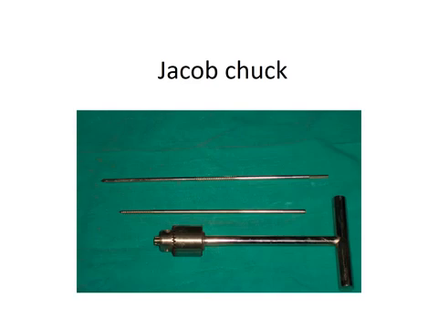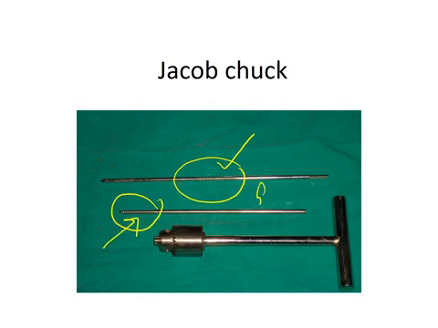Let's look at some important features of a classical external fixator. We have already done this, that this is a Denham pin. This has got thread. This is for traction. But if you have threads at the end, this is called a Schanz screw. And this Schanz screw has a T handle and a Jacob chuck, which is used to hold a screw to be put inside the bone.